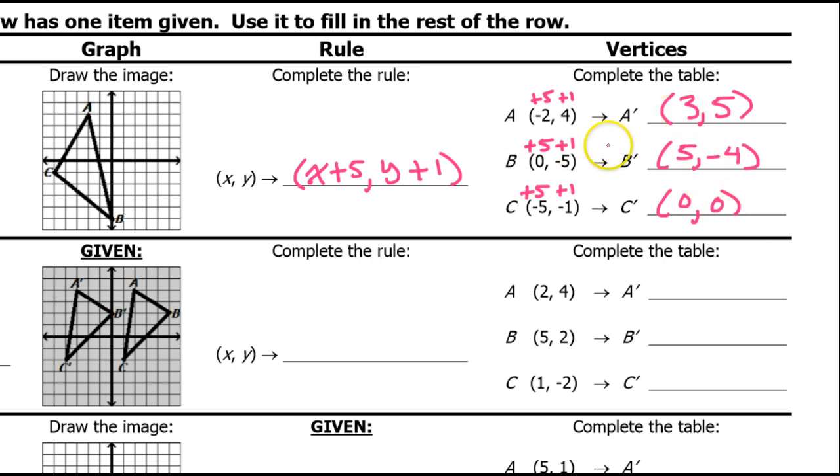So you can see that the new triangle A prime, B prime, C prime will be here at 3 comma 5 and 5 comma negative 4 and 0 comma 0. All right, and we will just draw this triangle. Be sure to label your vertices, A prime, B prime, and C prime.